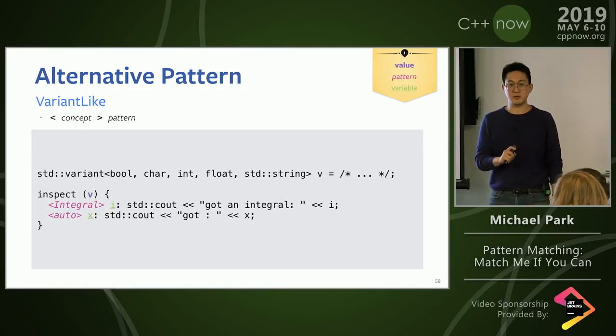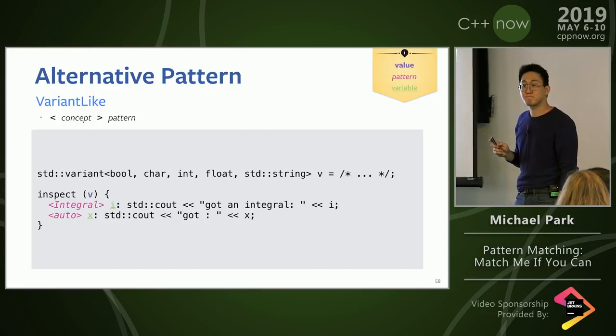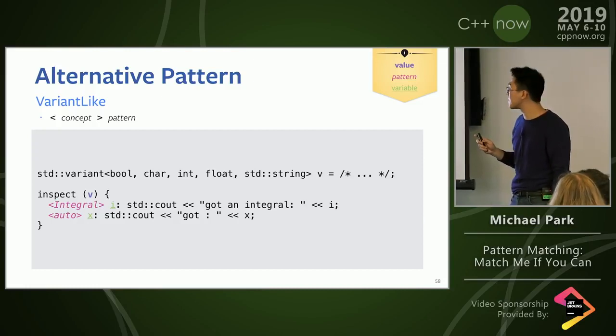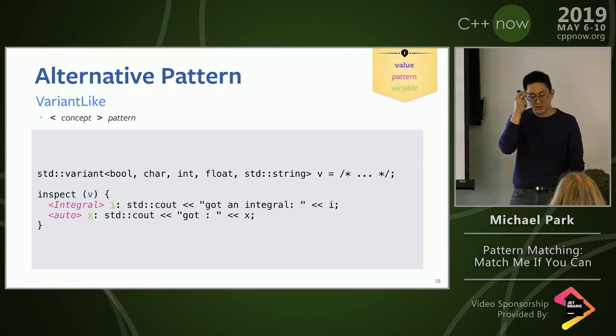Can you remind how the inspect part will be different in case v is not a variant, but v is a union? So the question is, how would the inspect part be different if we were matching against a union?